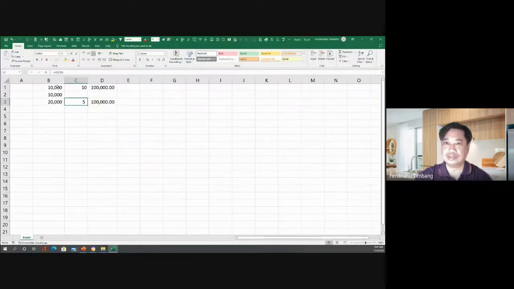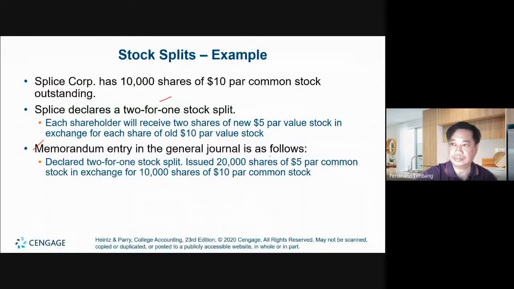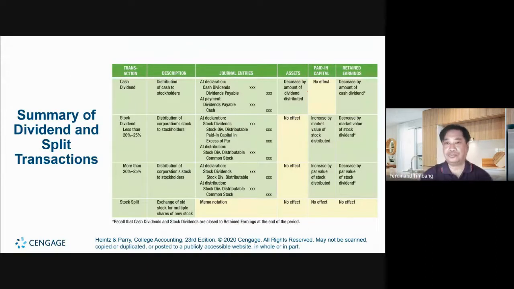Yung dati mong 10,000 shares, magiging 20,000 shares because of 2-for-1 stock split. And then, of course, the par value will change, but the total value here will still be the same. So for the summary of dividend and stock split transactions, so you can refer to this one. Okay, so na-discuss na natin yan. So maybe you can go over this, this table.